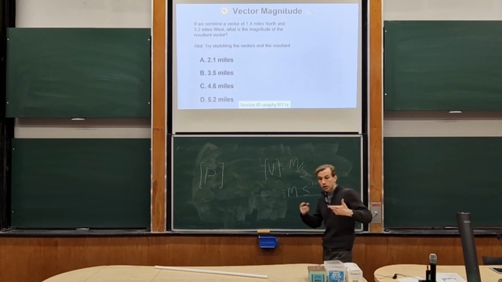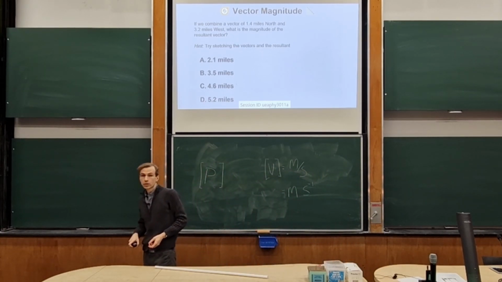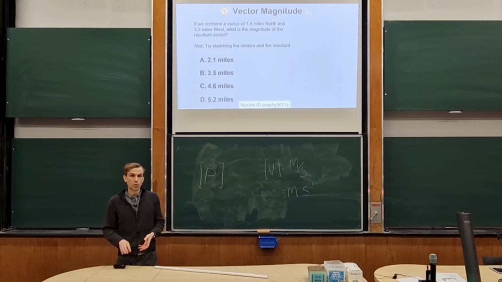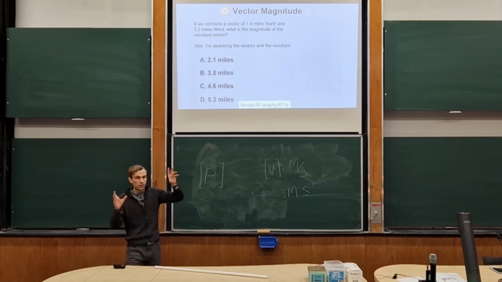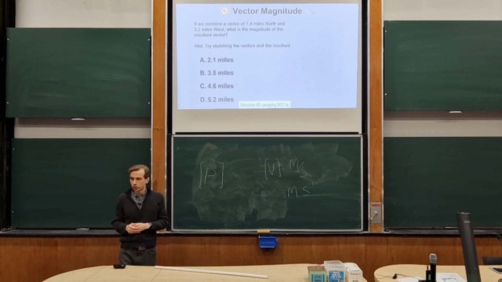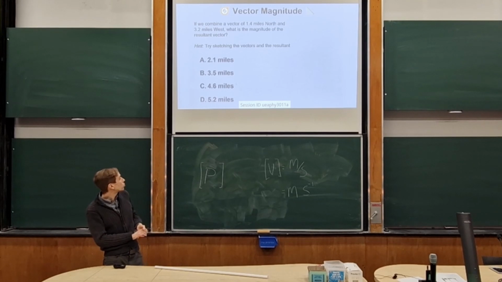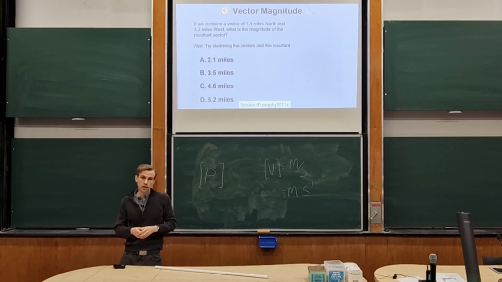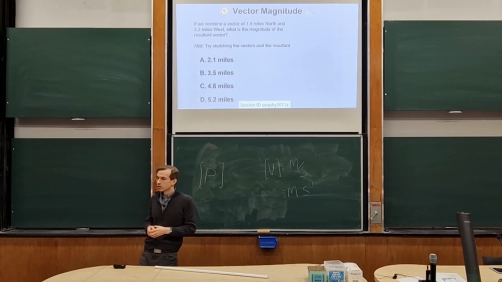For this question, we're going to need to add the vectors together, and then we're going to need to work out the magnitude of what we end up with. So you can see the hint there. It's very helpful to draw a sketch of this. So start by drawing a sketch of that 1.4 miles north vector, and then add the 3.2 miles west vector.